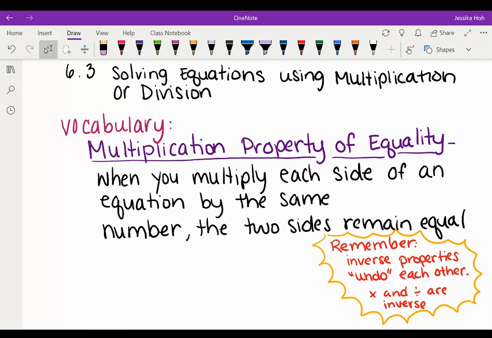Today, we are going to continue on with solving algebraically. We are now going to use the multiplication property of equality. So we're going to do division today. So when you multiply each side of an equation by the same number, the two sides remain equal. So remember, inverse properties always undo each other. For multiplication and division, they are inverses.